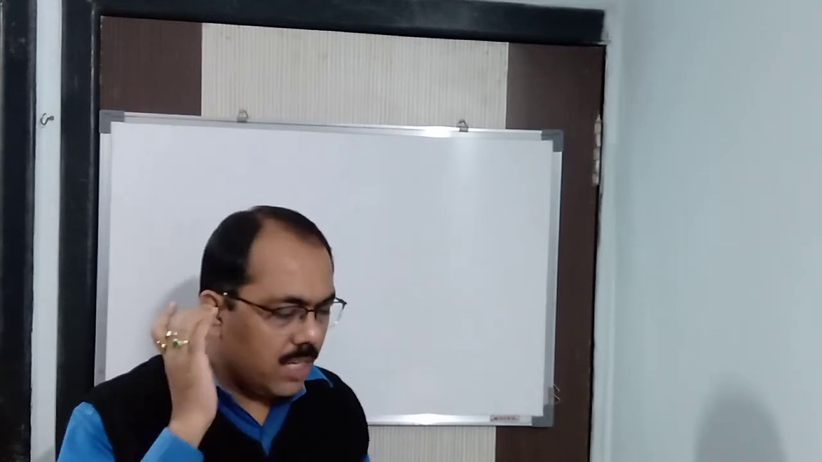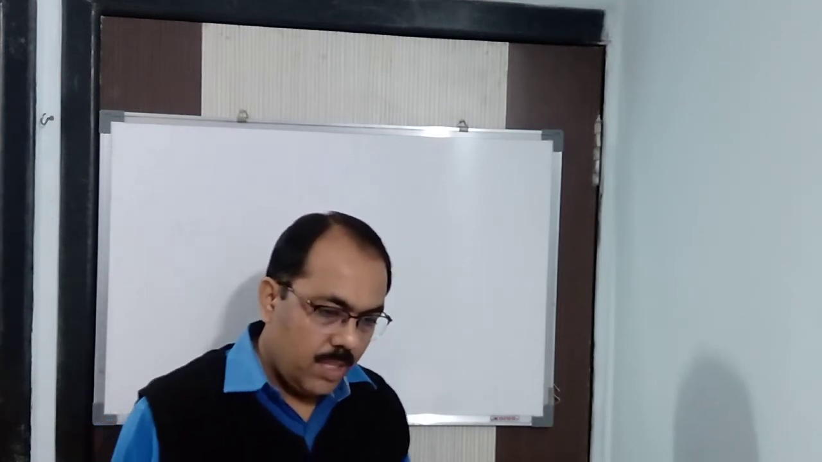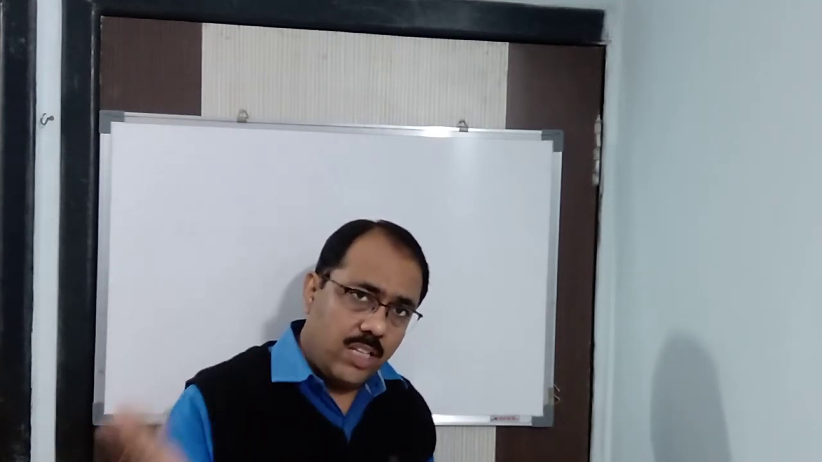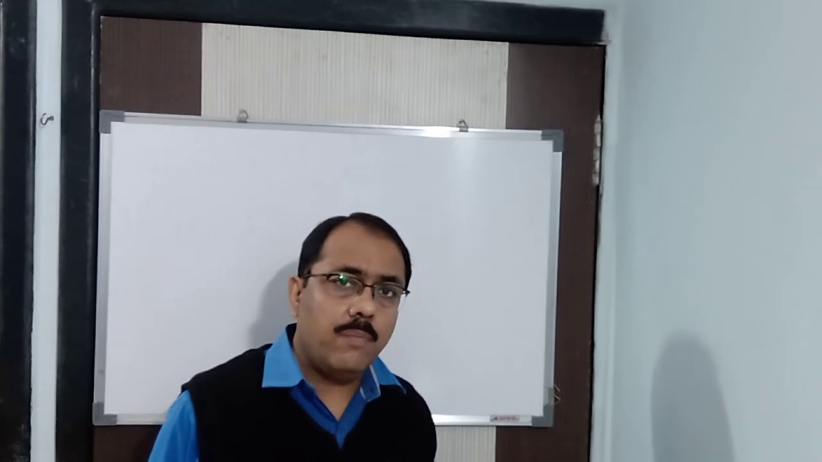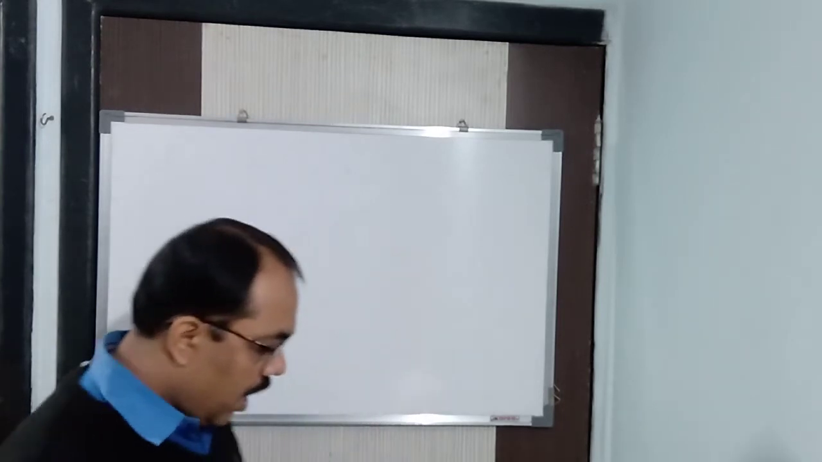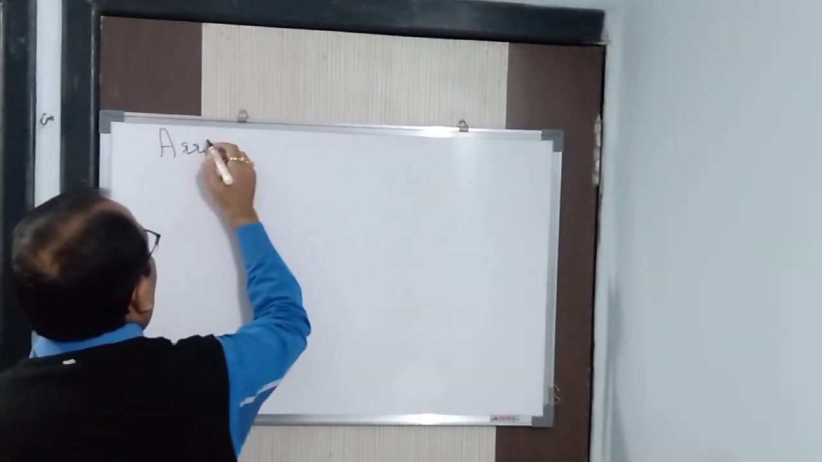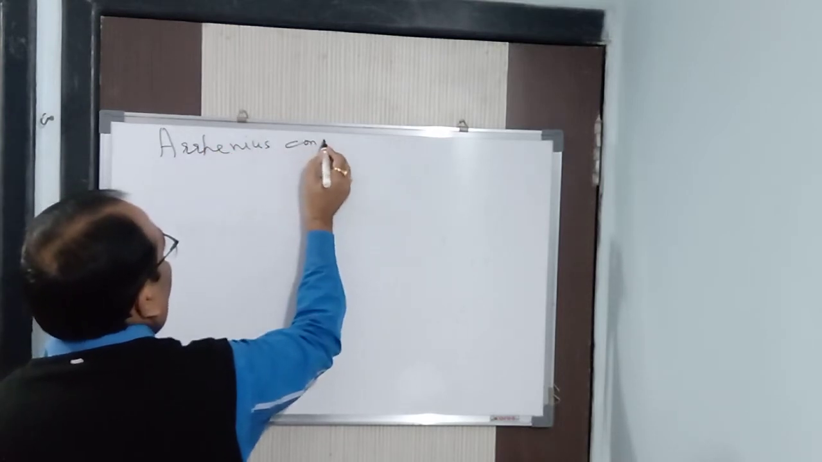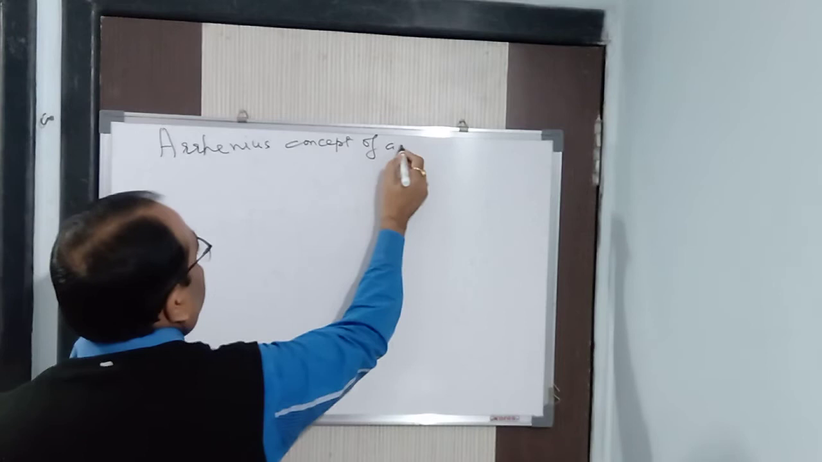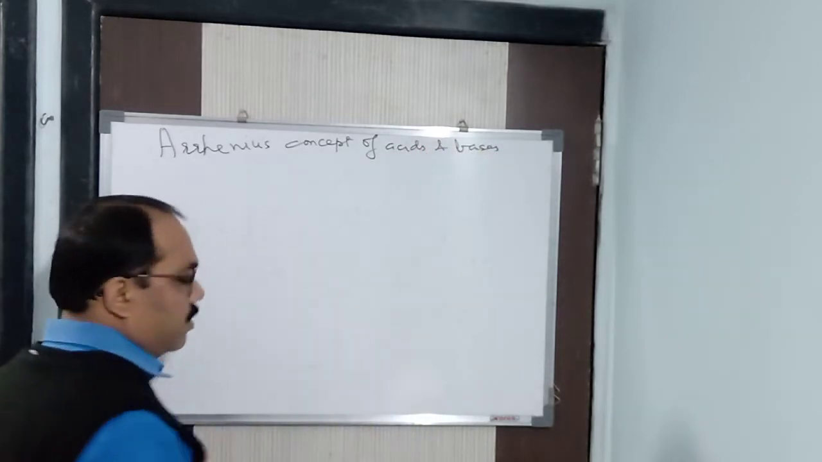People from time to time have given different concepts regarding acids and bases. These are the classical concepts I was just telling you about. Acids are those substances which give H plus ions in aqueous solution. This is the concept given by Arrhenius. We can say the Arrhenius concept of acids and bases. Arrhenius gave us this particular concept.